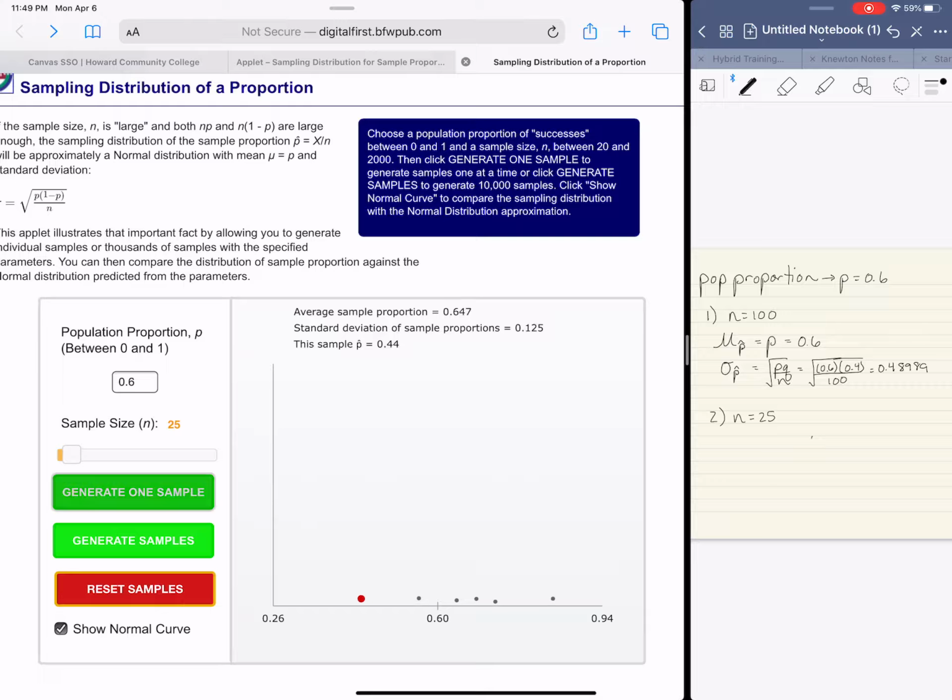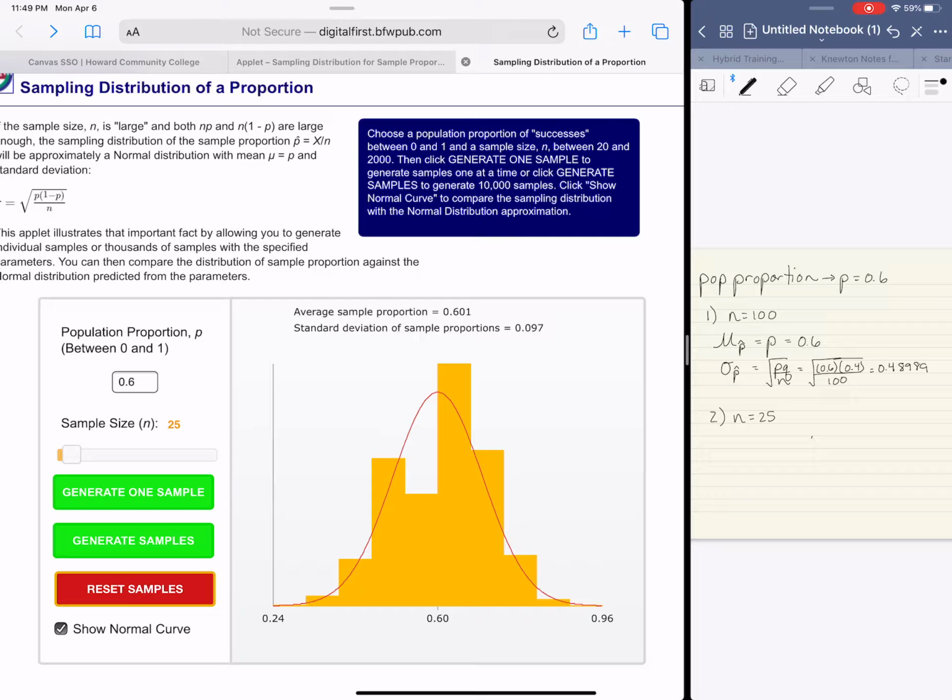But if I keep doing this, notice again that it's hovering around that 0.6. And now if you look up at the average sample proportion, it's 0.6. So it took us a little longer to get there with the sample size being 25, but it still got to where the average sample proportion was 0.6. Now what happens if we take thousands of these? Notice that I still have a distribution that's roughly symmetric and pretty unimodal, so it follows the normal curve.